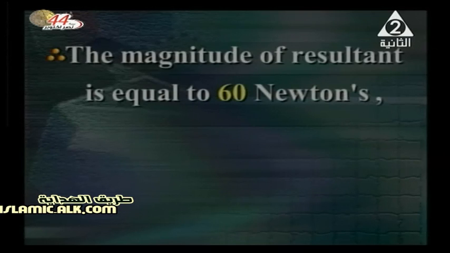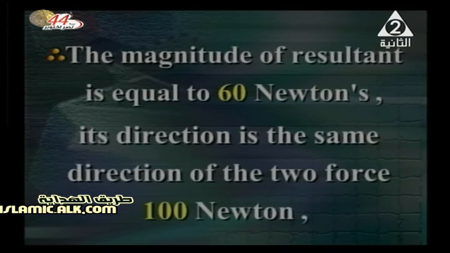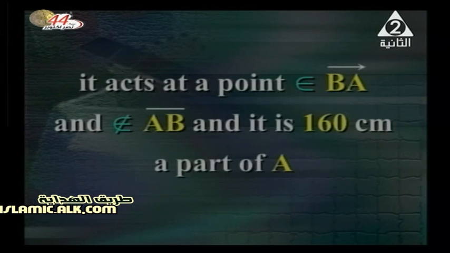Dear student, look at another summary. The magnitude of the resultant is equal to 60 Newton. Its direction is the same as the direction of the 100 Newton force. Remember, dear student, the magnitude of the resultant R is 60 Newton, and it has the same direction as the force of 100 Newton. It acts at a point that belongs to ray B but not to line segment AB, and it is 160 centimeters away from A.